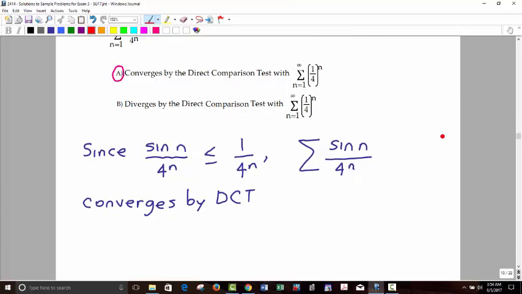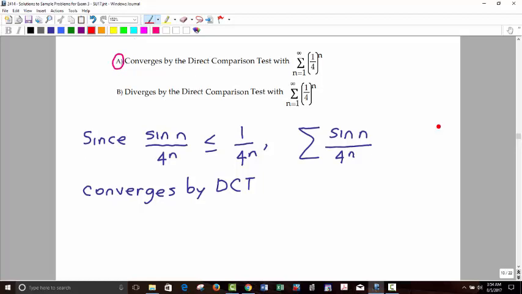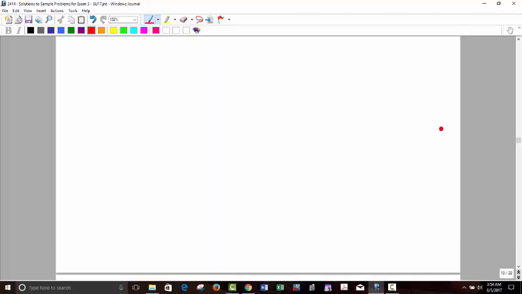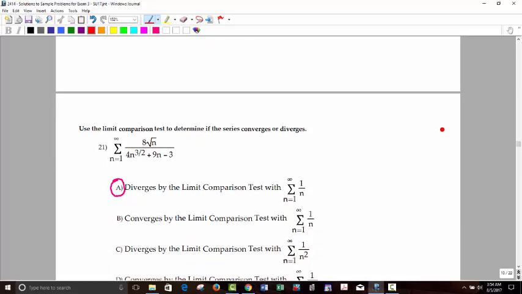So it only works one direction for each way there. Larger converge means smaller converge. Smaller diverge means larger diverge. So that one converges by direct comparison test with 1/4 to the n.